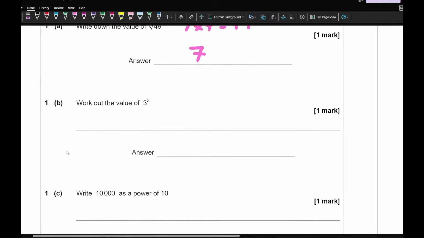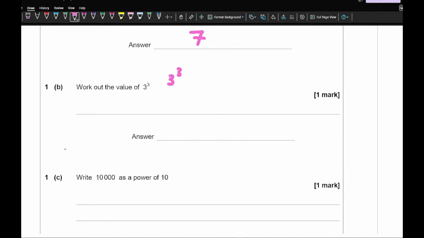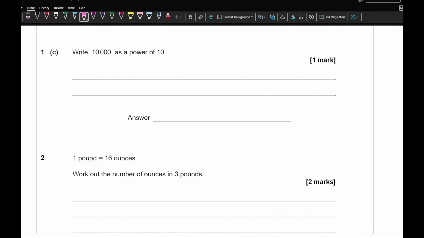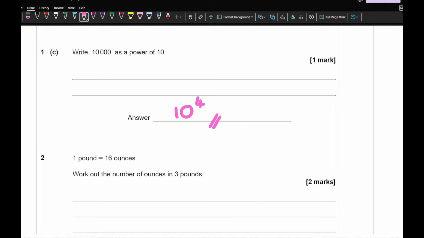Next, question 1b says work out the value of 3 cubed. Well, 3 cubed is 3 times 3 times 3. 3 times 3 is 9, and 9 times 3 is 27. Then moving on to question 1c, it says write 10,000 as a power of 10. So for this, all we need to do is start with our 10, and it's just a case of counting how many zeros we have, which is 4. So it's 10 to the power 4.